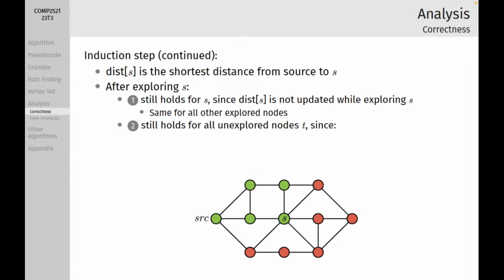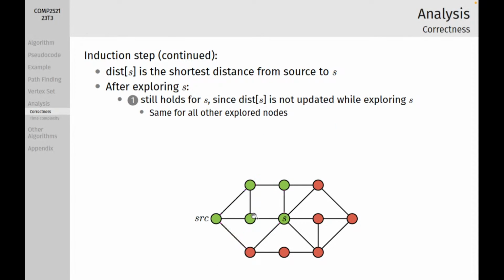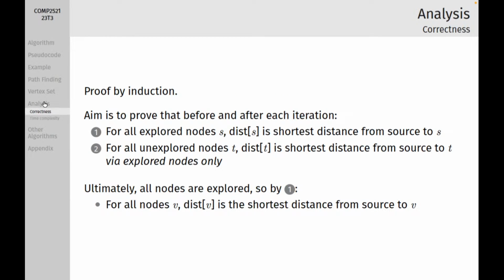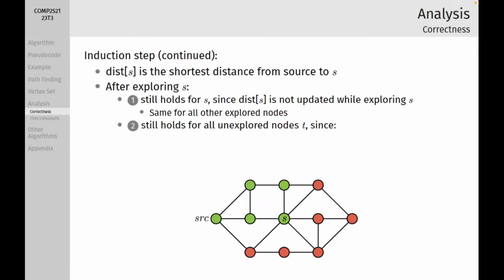Right, and we also know that after exploring S, property 2 still holds for all the unexplored nodes. So what was 2? Property 2 is that for all unexplored nodes T, the distance array contains the shortest distance to T via explored nodes only. So why does 2 still hold?